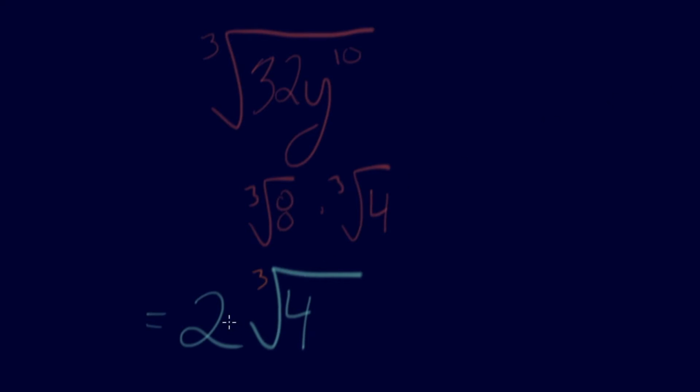So that y will go on the outside. So it's y cubed, but there's still a remainder left inside. There you go. 2y cubed times the cube root of 4y.